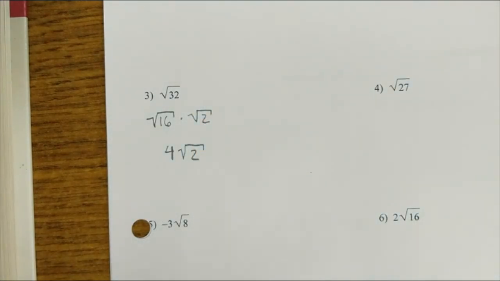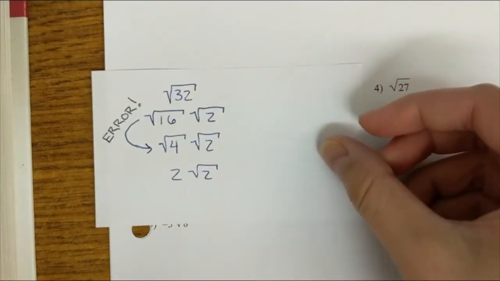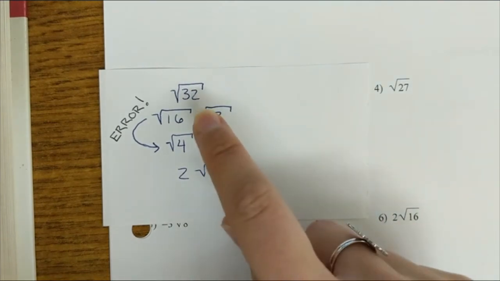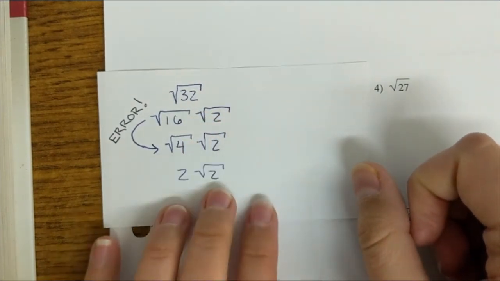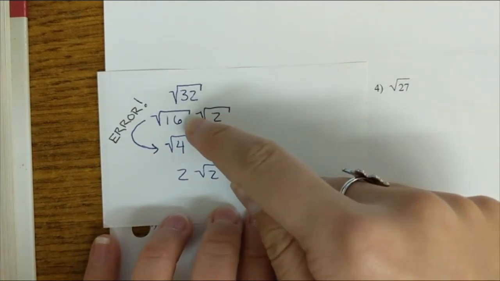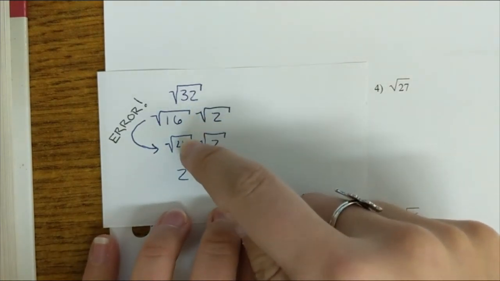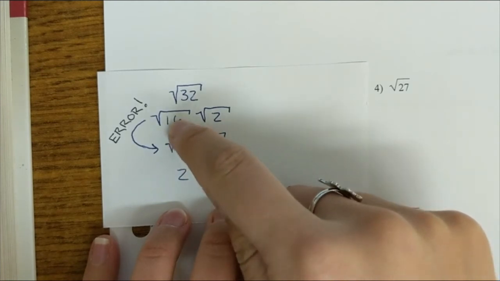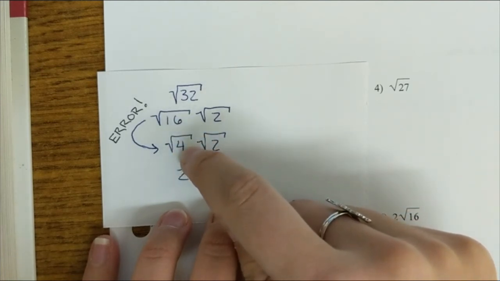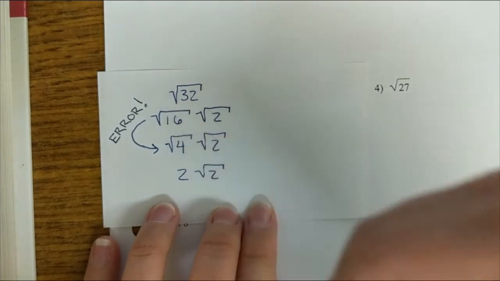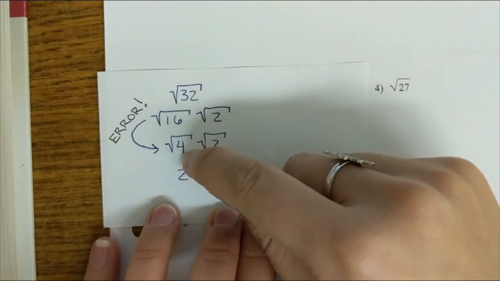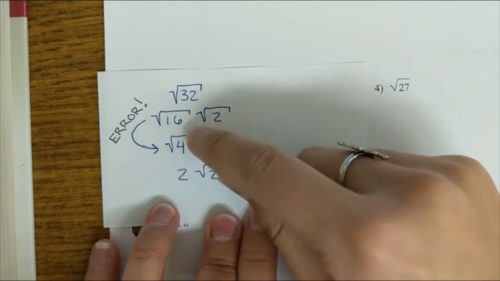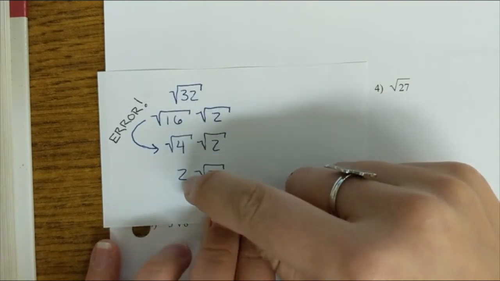A very, very common error that I see, and that I saw yesterday on the test, was this. Once we've broken down square root 32 to be square root 16 times square root 2, we break down square root 16, but we leave the radical on top. Square root 16 is not square root 4. Square root 16 is 4. If you change it to square root 4, that's going to change it to 2, and we know that the square root of 16 isn't 2.